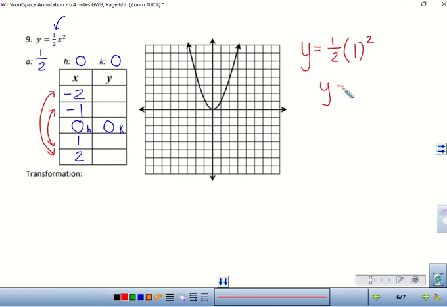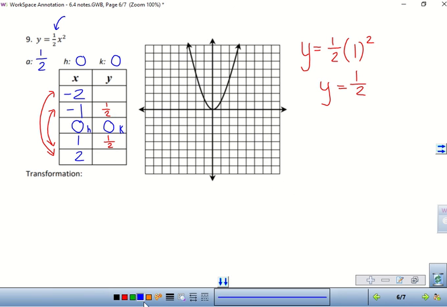So what's 1 squared? Goodness gracious. If you're going to learn anything, please learn what 1 squared is. We go over this all the time. 1 squared is 1. All right. What's 1 times 1/2? It's just 1/2. It's just itself.